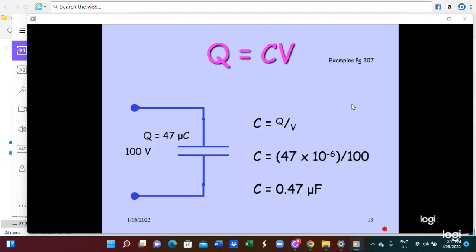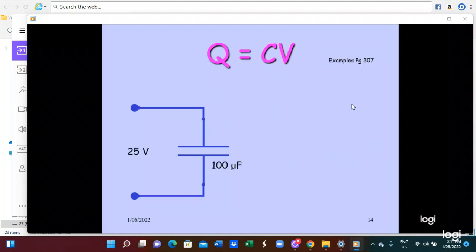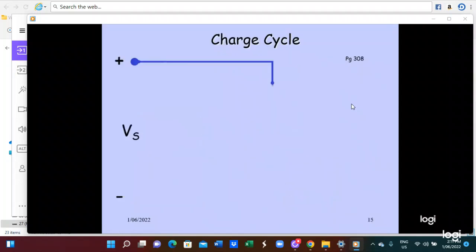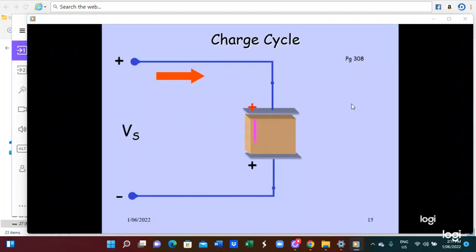So supply voltage 25 volt, capacitor 100 microfarad. So Q equals CV. So that means Q equals 100 times 10 to the minus 6 times 25, you get 2500 microcoulomb. VS is the supply voltage. So that will be the current flowing. In this case, on the positive terminal and negative terminal, the charging is happening.